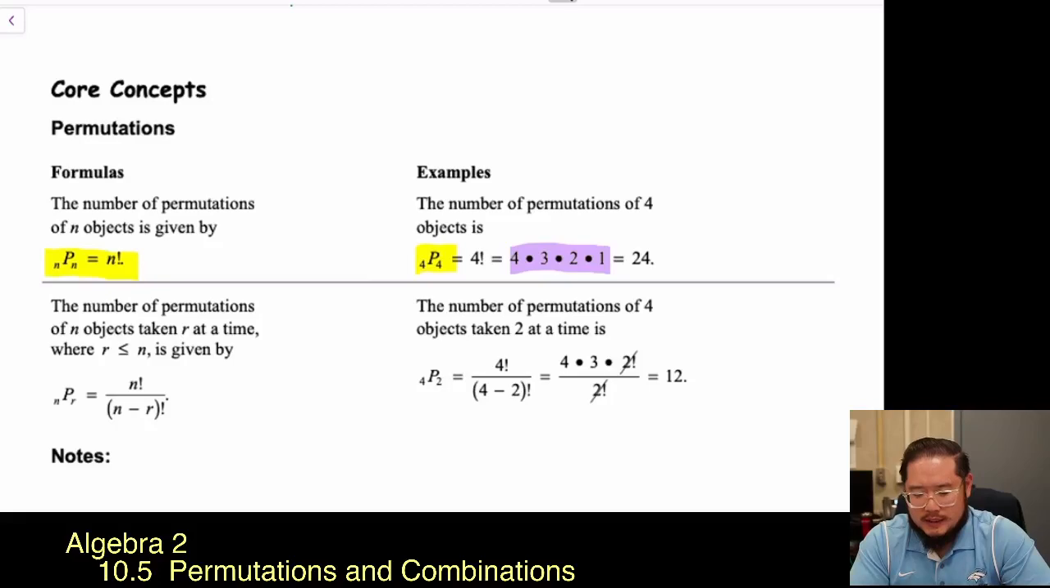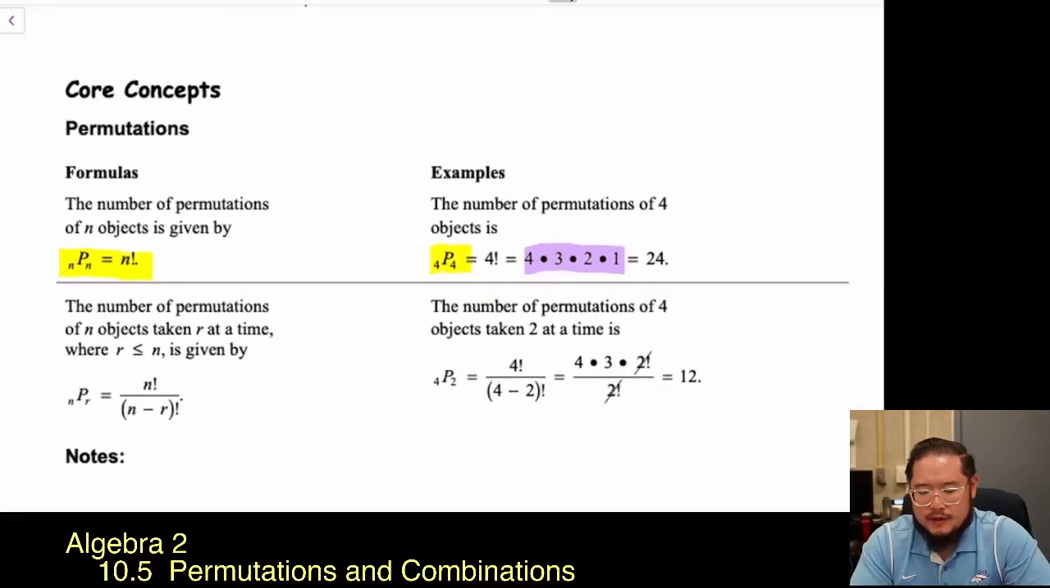Going down to the next section, what happens when we have n and another variable r, and they happen to be different? We talk about the number of permutations of n objects taken r at a time. So let's say you have 10 letters, and you're going to take 2 at a time. It's going to talk about what the different permutations are in that instance.